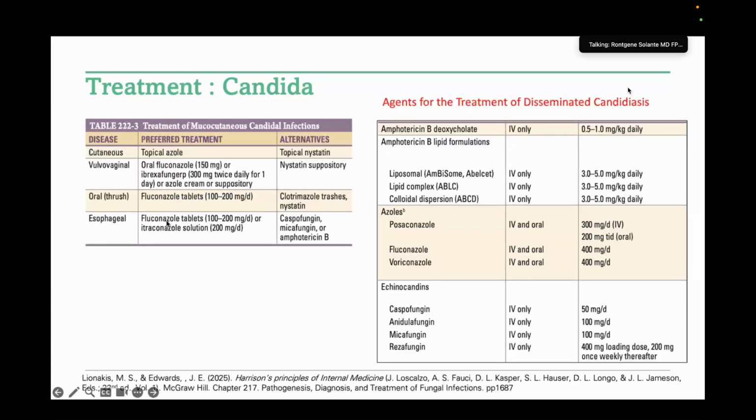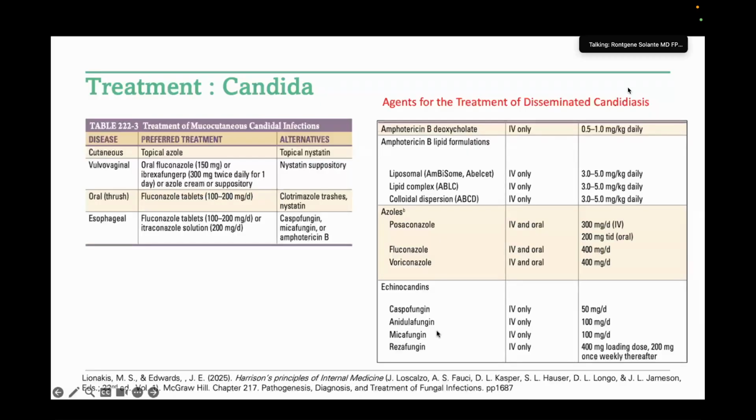Now, if the infection involving candida is already disseminated, which means deeper organs, an invasive deep organ infection, as I've mentioned, you have these formulations. You can use your amphotericin B formulation. You can use any of these azoles: posaconazole, fluconazole, voriconazole. Or the least toxic, with the least drug-to-drug interactions, and one of the most effective, is your echinocandins.